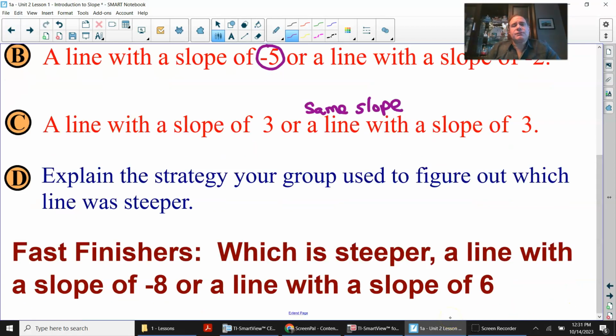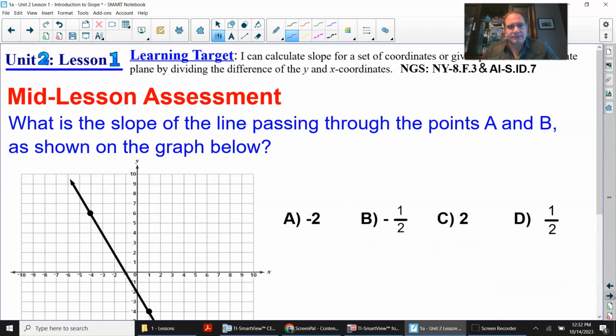A fast finisher, which is steeper, a line with a slope of -8 or a line with a slope of 6? The -8 is steeper. It doesn't matter. The further away from 0 a number is, the steeper the line. It doesn't matter if one's negative, one's positive. The main difference that you understand is that a negative slope goes down from left to right, and a positive slope goes up. And that's it.